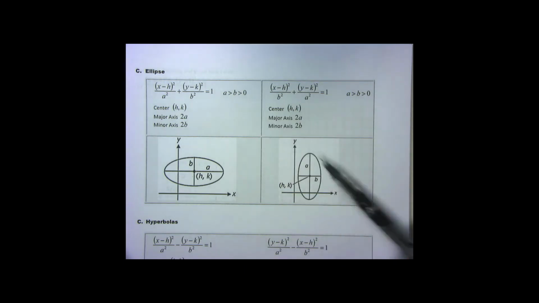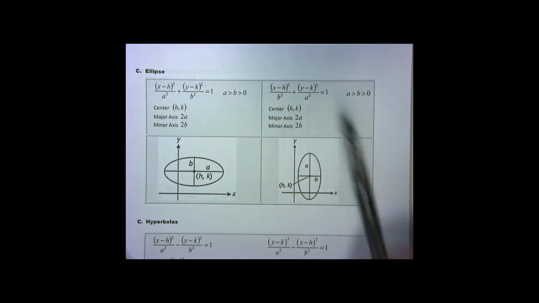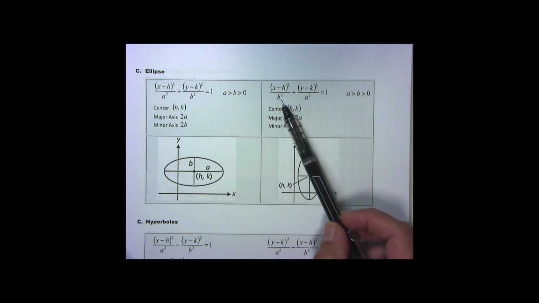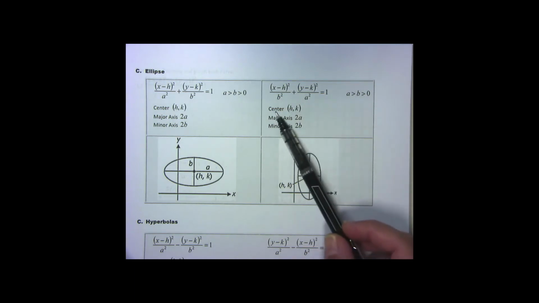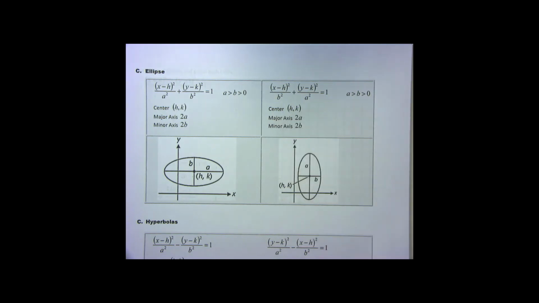And then similarly for an ellipse oriented in the other direction, where y would have been the major axis: (x minus h) squared over b squared plus (y minus k) squared over a squared equals 1. Here the center is the point (h, k), and again, major and minor axes 2a and 2b.